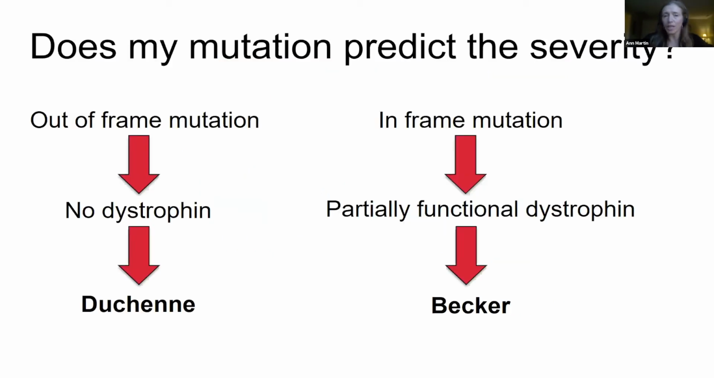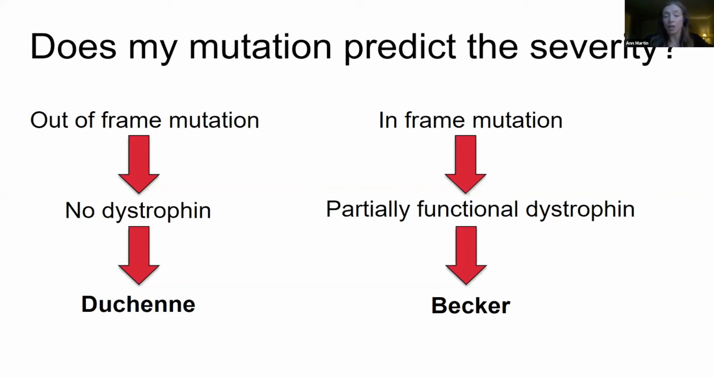So kind of in summary, the out-of-frame deletions tend to produce no dystrophin protein, so that usually results in the more severe Duchenne. Whereas if you have an in-frame deletion, you usually have some dystrophin protein that's made, and that's partially functional, and that's why you tend to have the more mild Becker presentation. But I do want to point out that, number one, this does not hold true in 100% of cases. So there are times where there are exceptions to this rule.